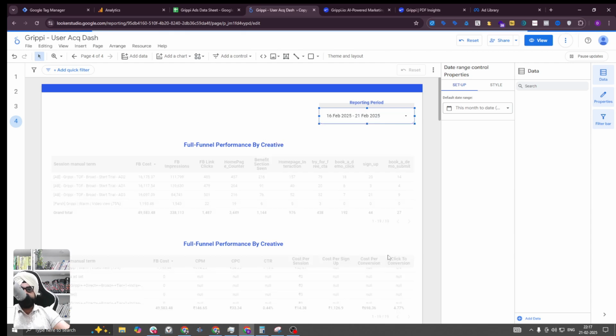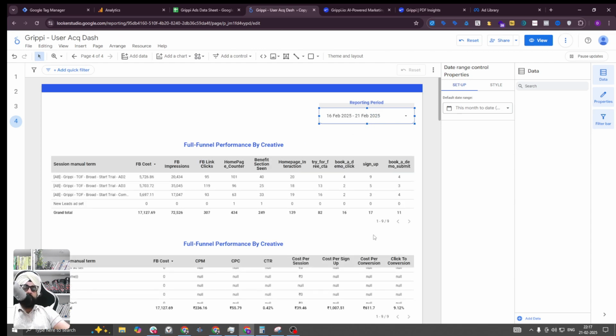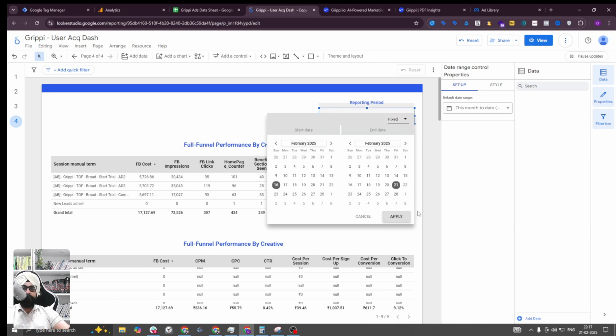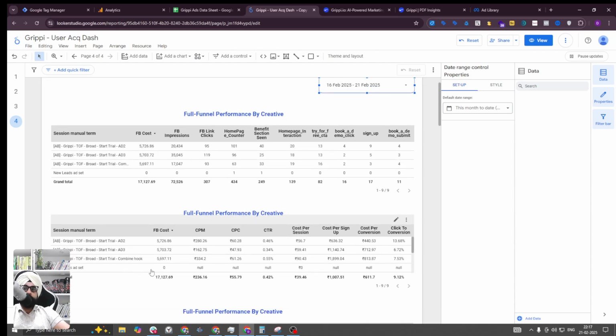Okay, so the number of days are less, but we have seen that the performance of ad 1 has been consistently poor. Let it be, just believe that what I'm saying is the real number. Now this is the new ad that we have launched. If we look at the combined hook, this is having the best CTR, but interestingly ad 3 is now having the worst CTR.